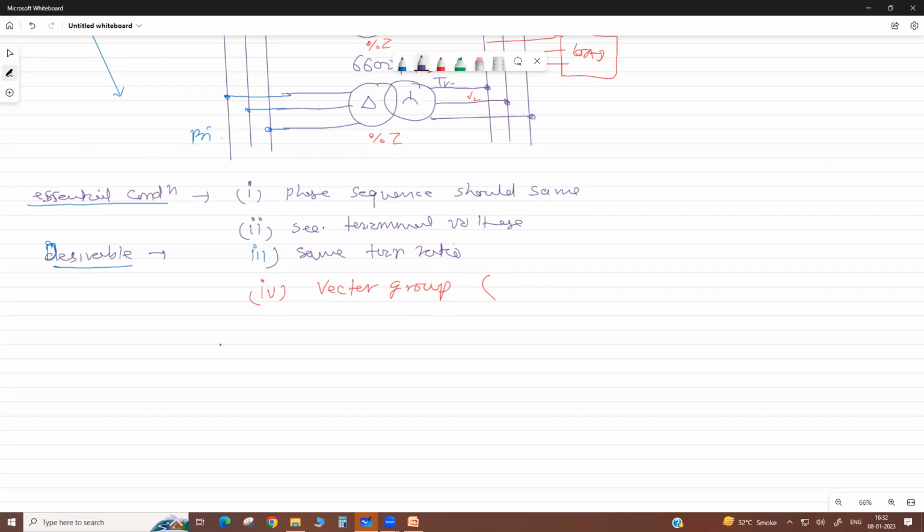Now desirable. Okay, maybe their percentage impedance, power factor should be same. Okay, like that.